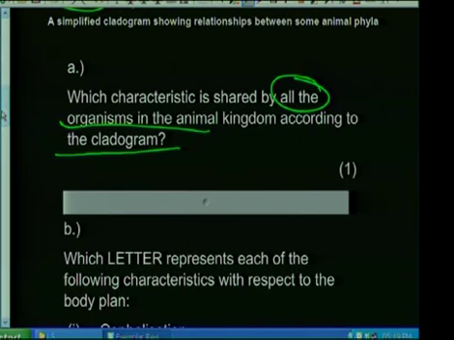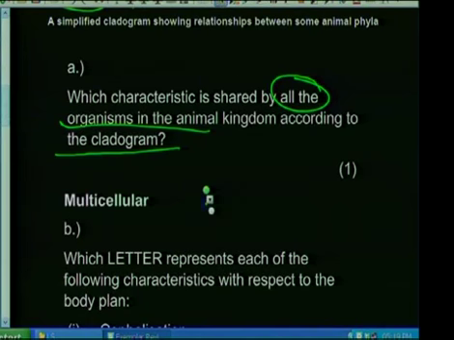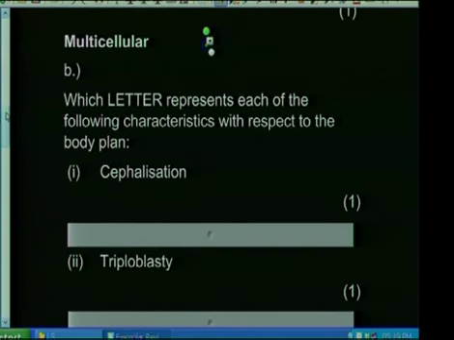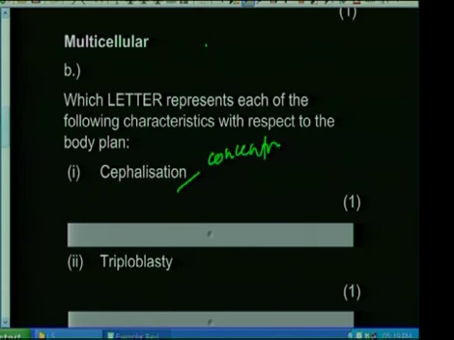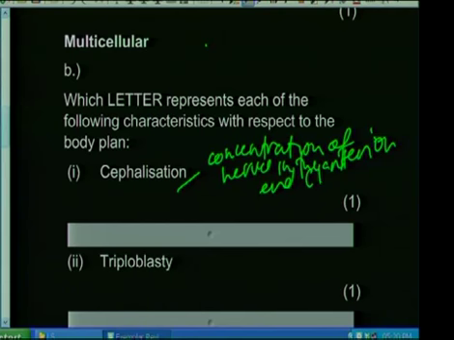So the question then is, which letter represents each of the following characteristics? The first one is cephalization. Before we go into that, let's explain. So you are learning also what cephalization means, and we're trying to fit it into what you know already. Cephalization refers to the concentration of nerves in the anterior end of an organism or in the head region.